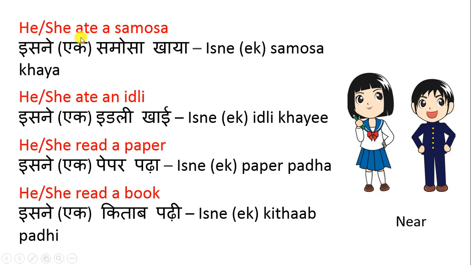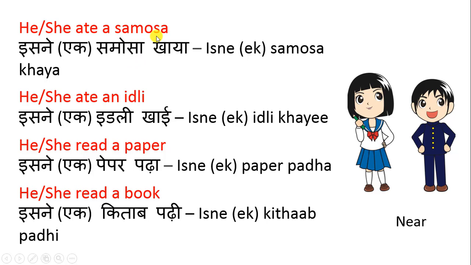If we want to say he ate a samosa or she ate a samosa, then we say isne samosa khaya. Here, is used for yah, and ne is added in the past tense, or added when we have a sentence in the past tense form. So, is becomes isne, although we have a space between is and ne. And this isne refers to he or she. And when does it refer to he or she? When he or she is near to you. Alright? So, isne is he or she.